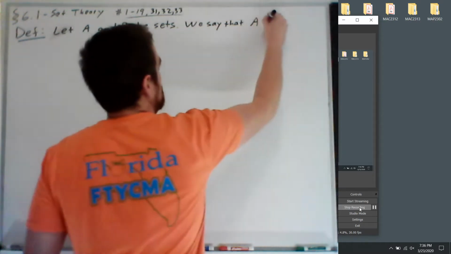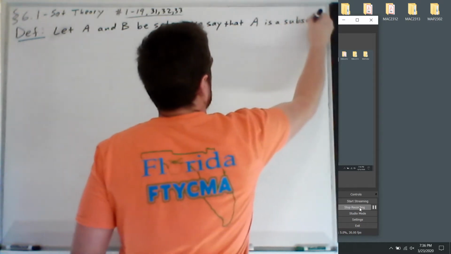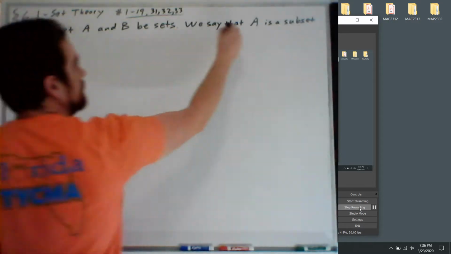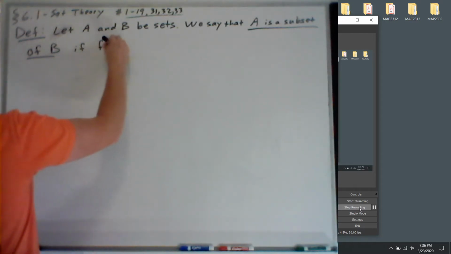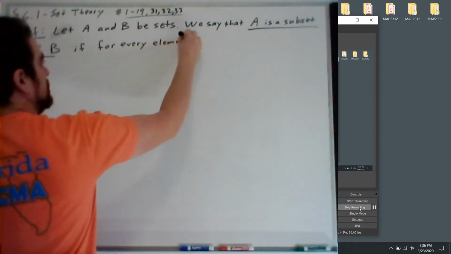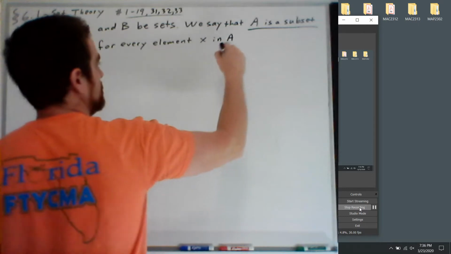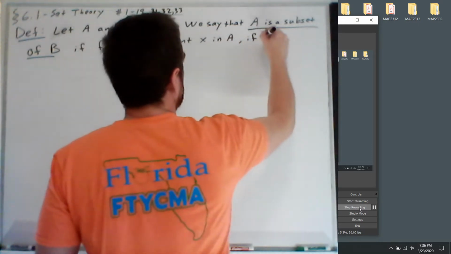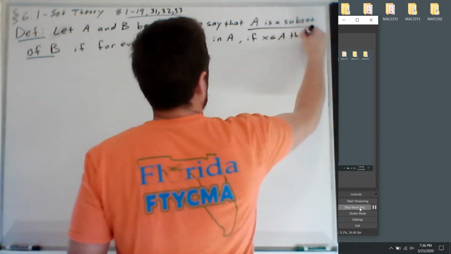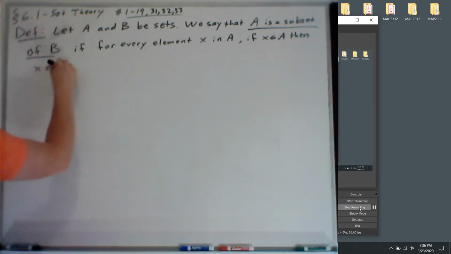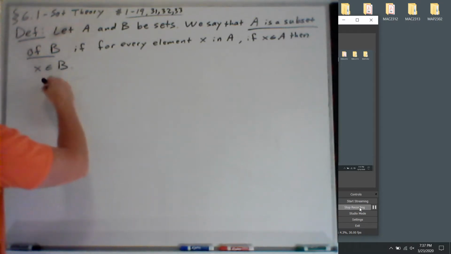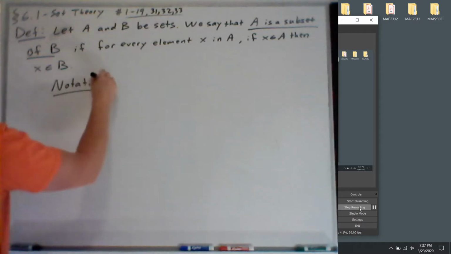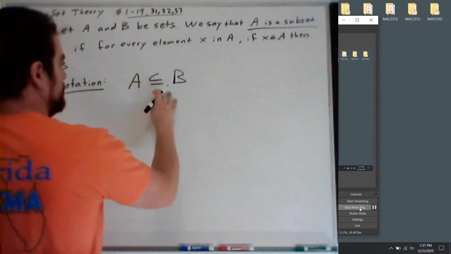So we say that A is a subset of B if for every element X in A, if X is in A, then X is in B. So if we look at any element in A, if it's also in B, then we would say that A is a subset of B. Our notation for that looks like this. A is a subset of B.